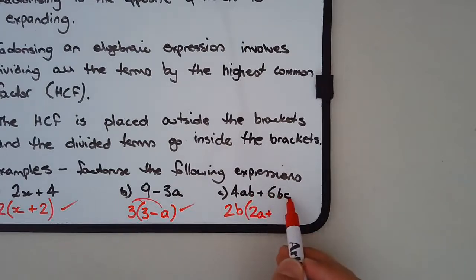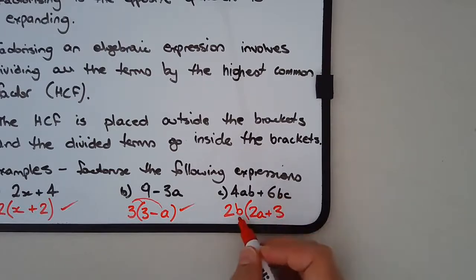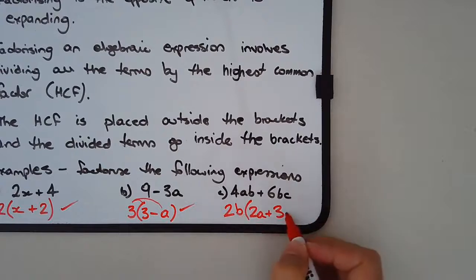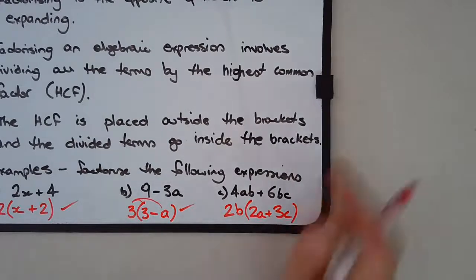What about 6bc now, divided by 2b? 6 divided by 2 is 3. b divided by b, well, that goes, that's already been taken out. The c is what's left over. So they're like the counters that are left over.